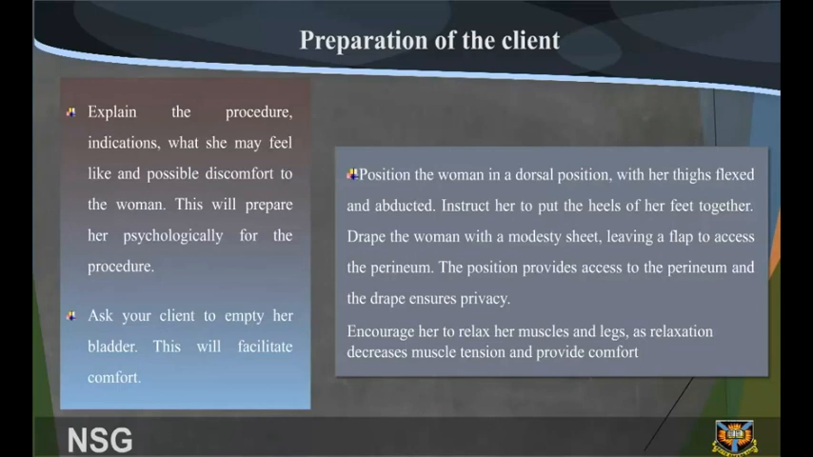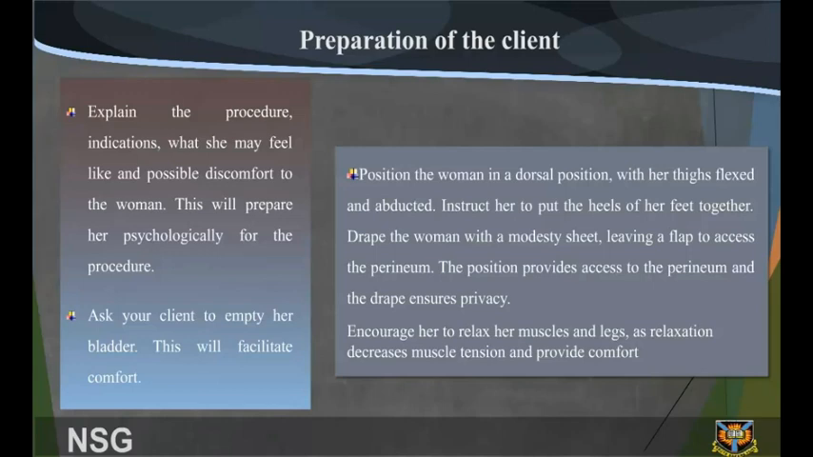Preparation of the client. Explain the procedure, indications, what you may feel like, and possible discomfort to the woman. This will prepare her psychologically for the procedure. Ask your client to empty her bladder. This will facilitate comfort. Position the woman in a dorsal position with her thighs flexed and abducted. Instruct her to put the heels of her feet together.